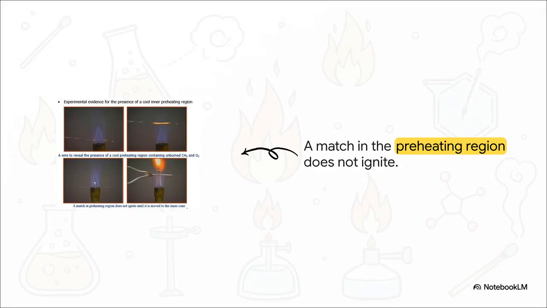Now this proves something highly counterintuitive about that inner cone. You'd think the entire flame is just scorching hot everywhere, right? Well, experimental evidence shows us that the very center of the inner cone is actually a cool preheating region. It's full of unburned methane and oxygen that simply haven't reached ignition temperature yet. In fact, this preheating region is so relatively cool that you can stick a match head right into the center of the flame and there is literally no way it will ignite. It's only when the match is moved slightly to the side into the reactive outer cone that it finally bursts into flames. How cool is that?